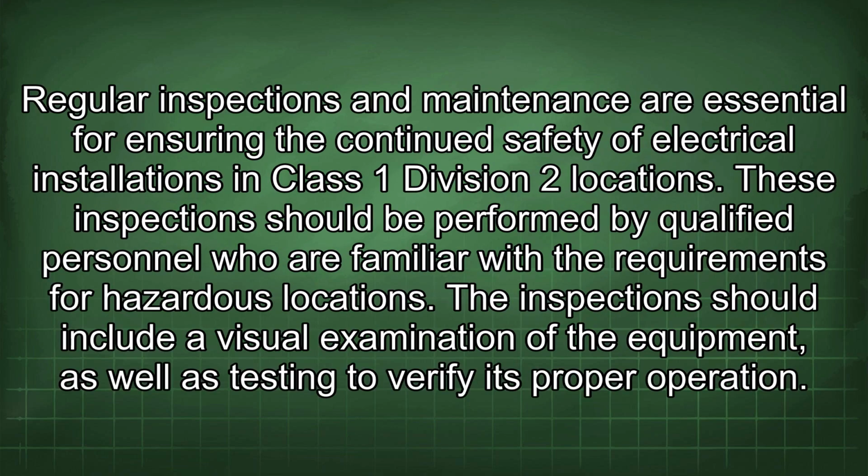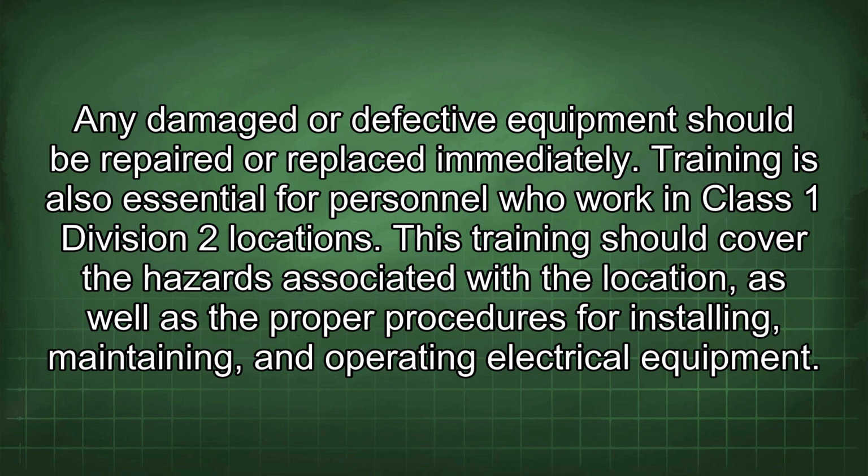Regular inspections and maintenance are essential for ensuring the continued safety of electrical installations in Class 1 Division 2 locations. These inspections should be performed by qualified personnel who are familiar with the requirements for hazardous locations. The inspection should include a visual examination of the equipment, as well as testing to verify its proper operation. Any damaged or defective equipment should be repaired or replaced immediately.